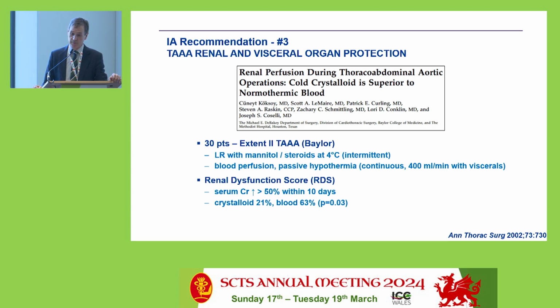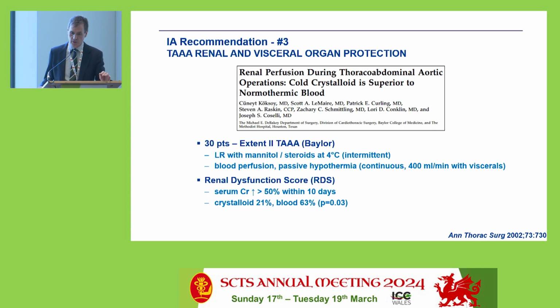This was 30 patients with an extent 2 TAA. You say 30 patients randomized. Well, this is not that common of an operation, so it takes a while to accrue 30 patients randomized. This is where the group used lactated ringers with mannitol and steroids intermittently and compared it to blood perfusion with passive hypothermia. One thing I want you to notice is that they used 400 milliliters a minute combined with the viscerals. So the renals and viscerals combined were going at approximately 400 milliliters a minute.